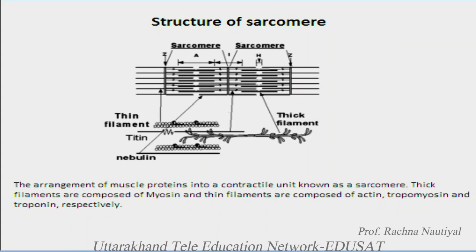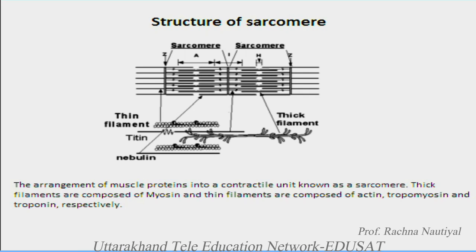Again, a little bit more descriptive. This is one sarcomere, another sarcomere. These are the thin filaments, and the middle ones are the thick filaments. They look like this, single chains, double chains, this way. And titin and nebulin are other proteins found in the sarcomere.